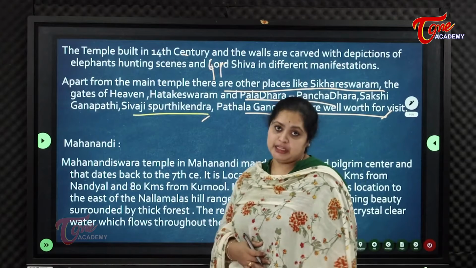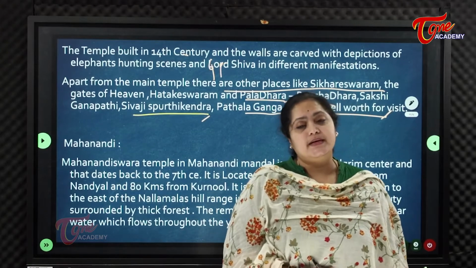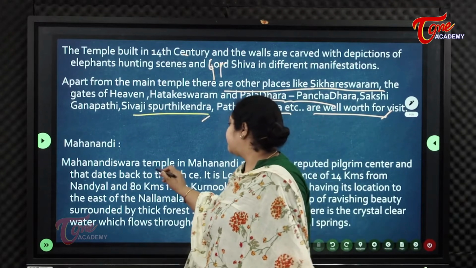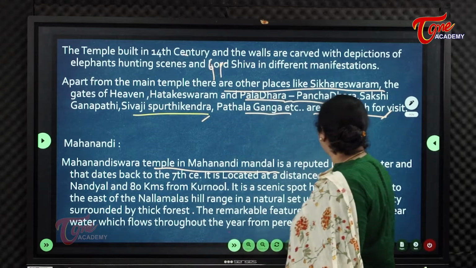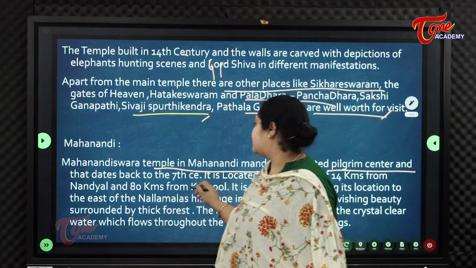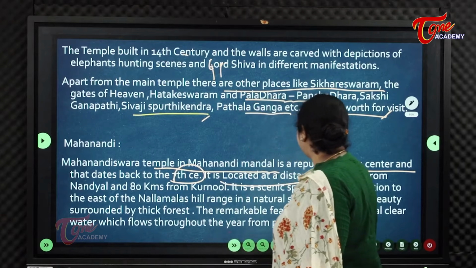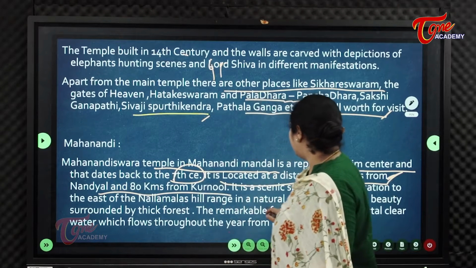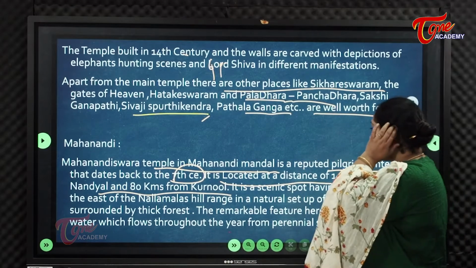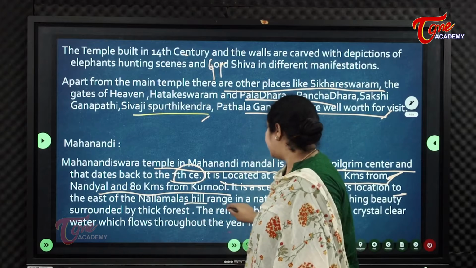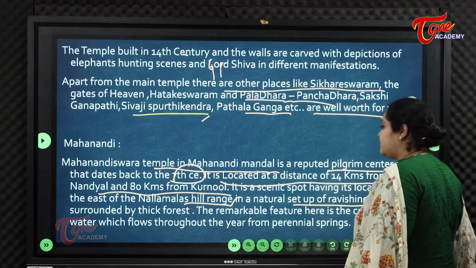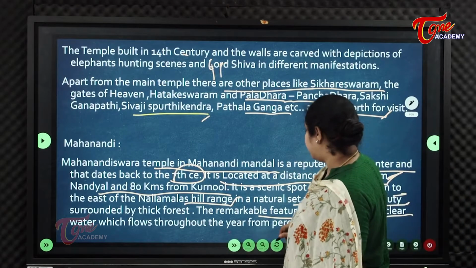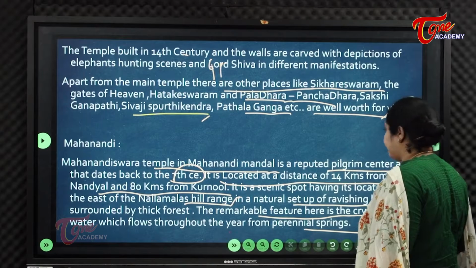Next one is Mahanandi. The other tourist destination of this district is Mahanandi. Mahanandishwara temple is in Mahanandi Mandal, a reputed pilgrim center, and dates back to the 7th century. It is located at a distance of 14 kilometers from Nandyal and 18 kilometers from Kurnool. It is a scenic spot, located east of the Nallamala hill ranges in a natural setup of ravishing beauty, surrounded by thick forest. The remarkable feature is the crystal clear water which flows throughout the year from perennial springs.